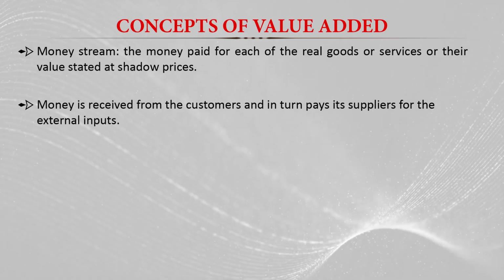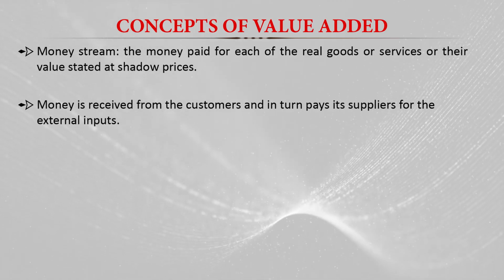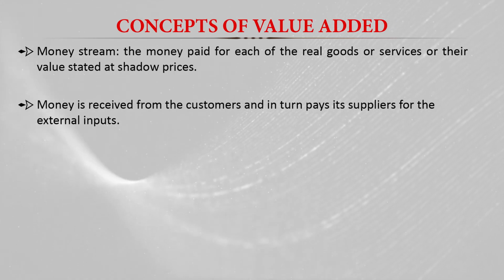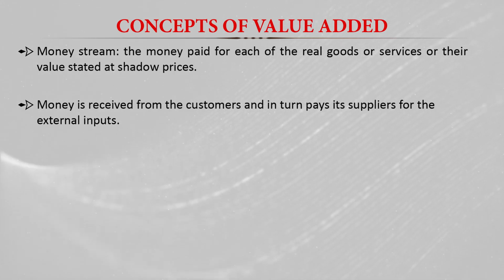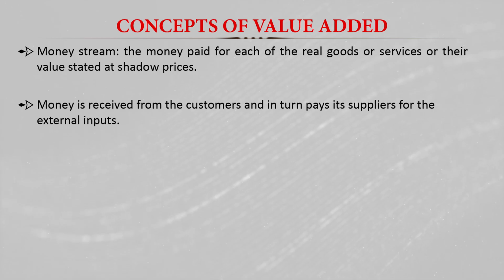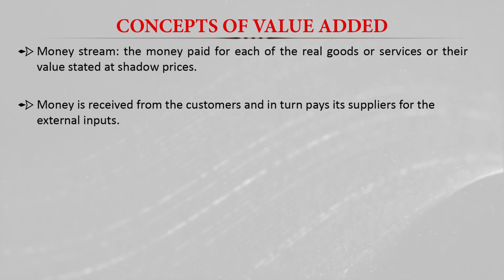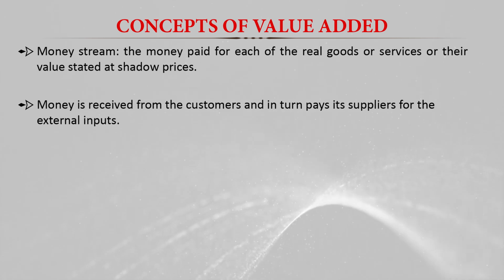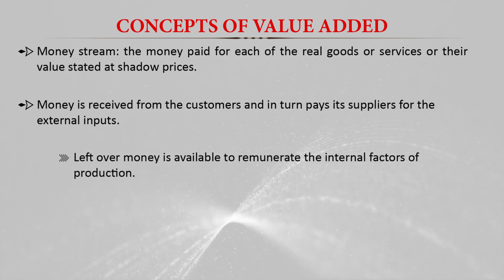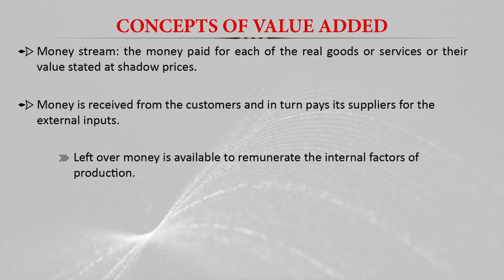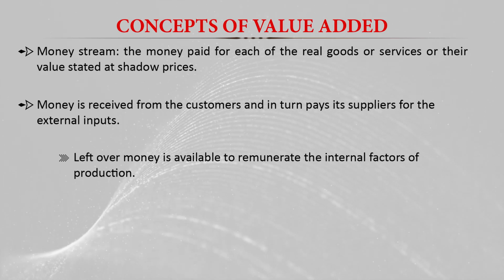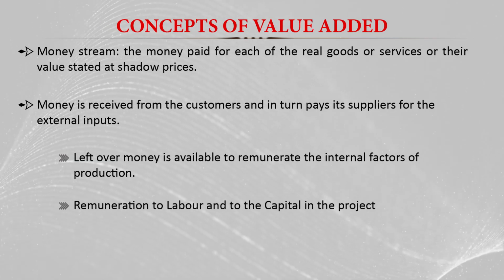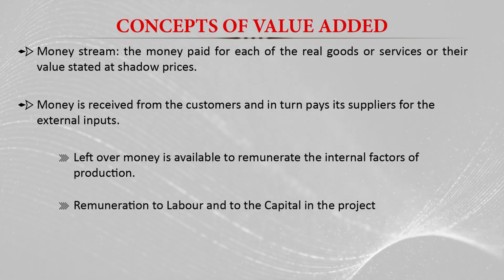So money is received from the customer, and we pay the suppliers for external input. So we get the money from the customers, and that we use to pay the supplier of the external inputs, and then the leftover money is available to remunerate the internal resources like capital and labor. And so that becomes a remuneration to labor and the capital in the projects.